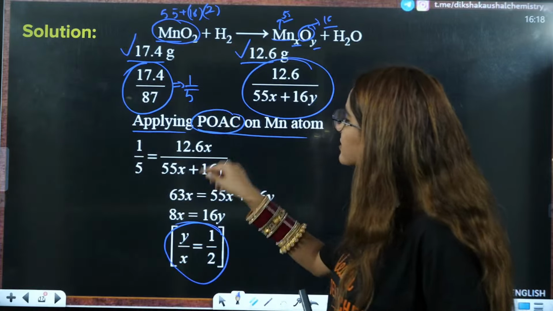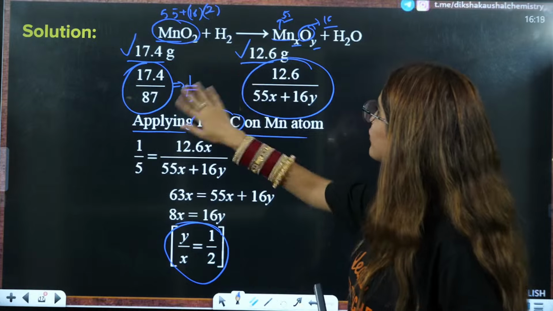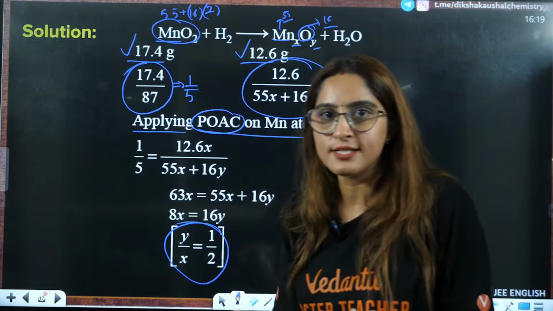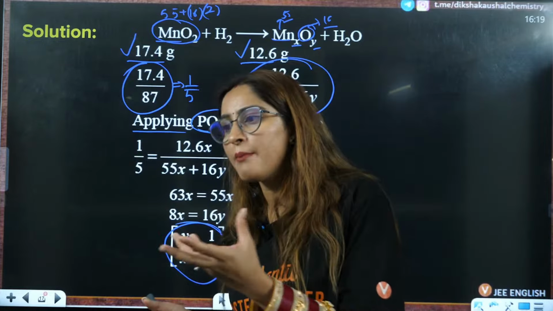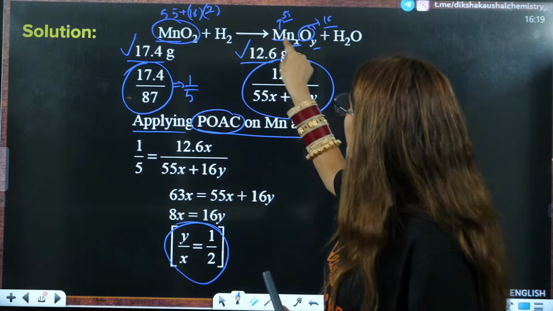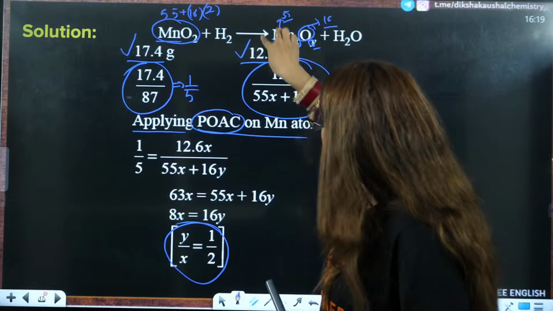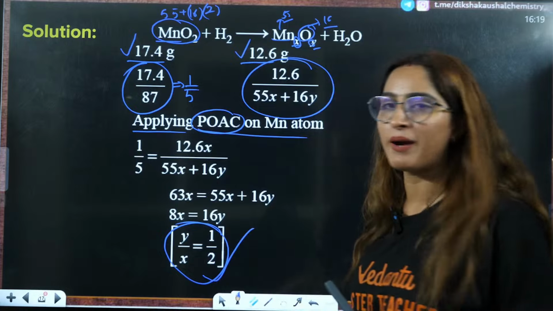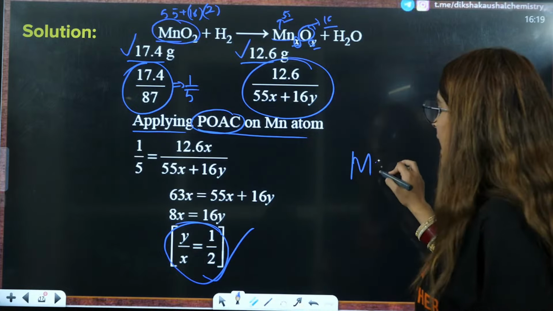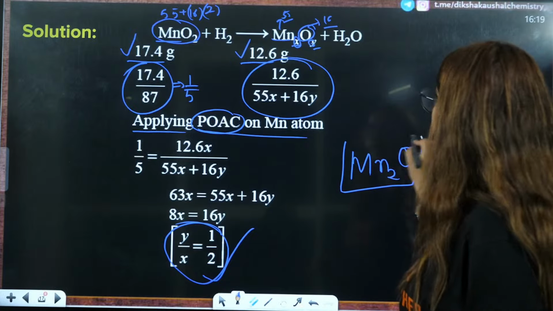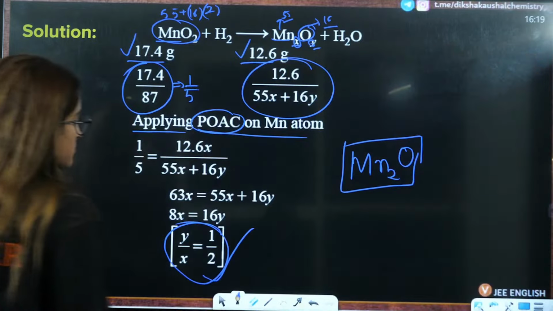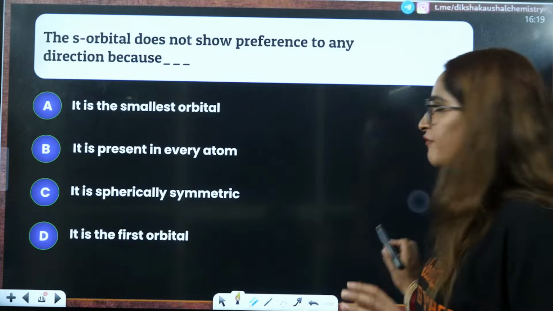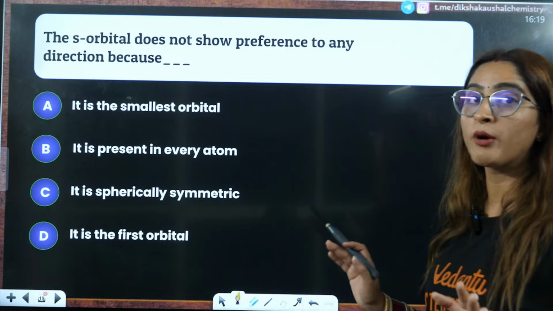So what I did is I just applied POAC, I equated both of these, because here also it is 1 mole, here also it is 1 mole. What is basically POAC? It says that the number of gram equivalents are always going to be equal. So even if it is 2, 3, whatever, this whole will be equal to this one. That is how I applied it, and you will get the answer of Y by X as 1 by 2. So the answer will be Mn2O, right? Mn2O is going to be your correct answer. Is that correct? Okay. In fact, that is the ratio, I'm just talking about the ratio here.